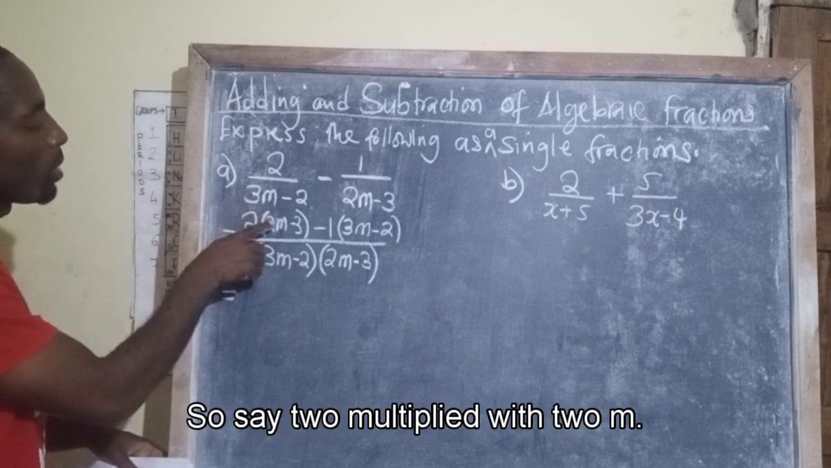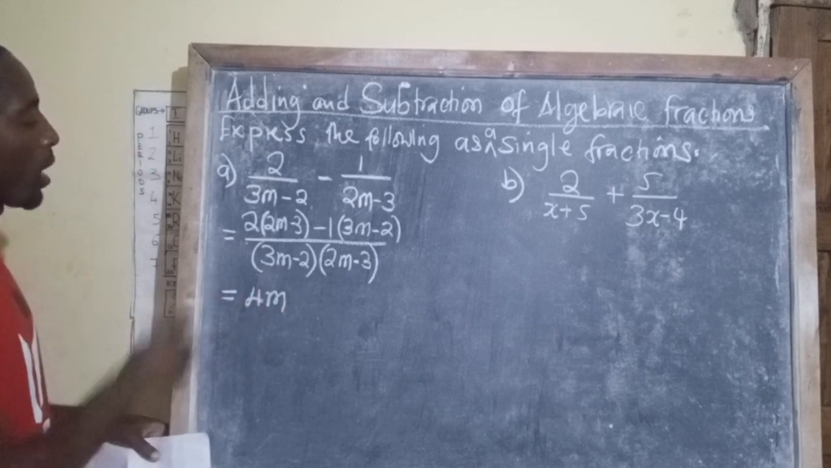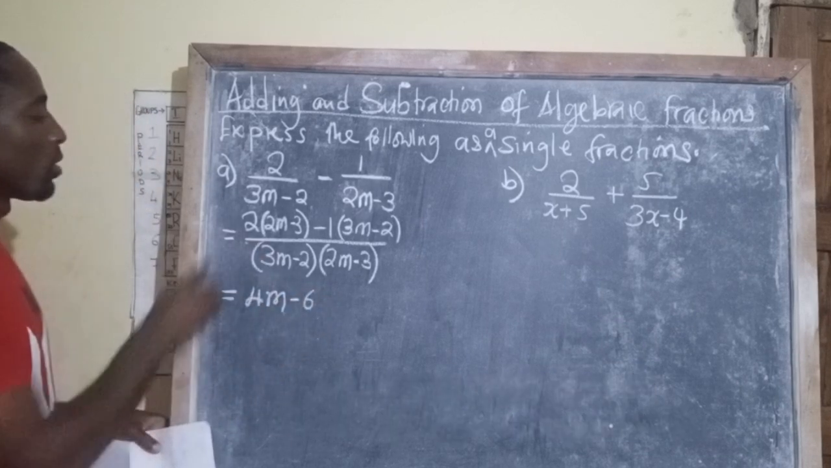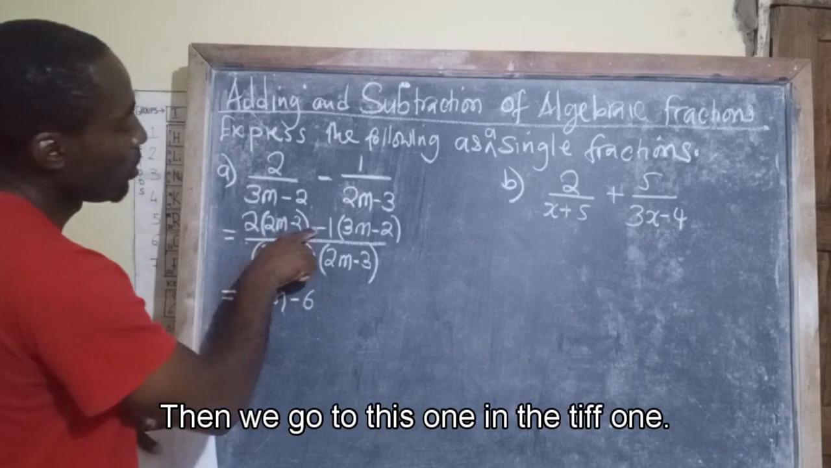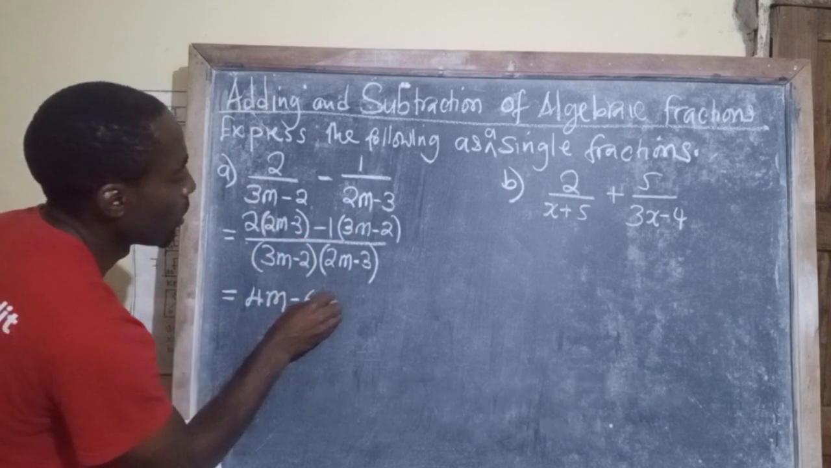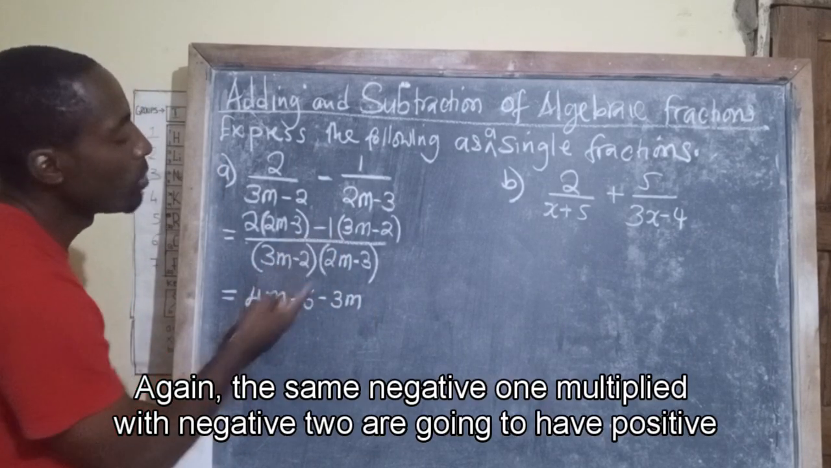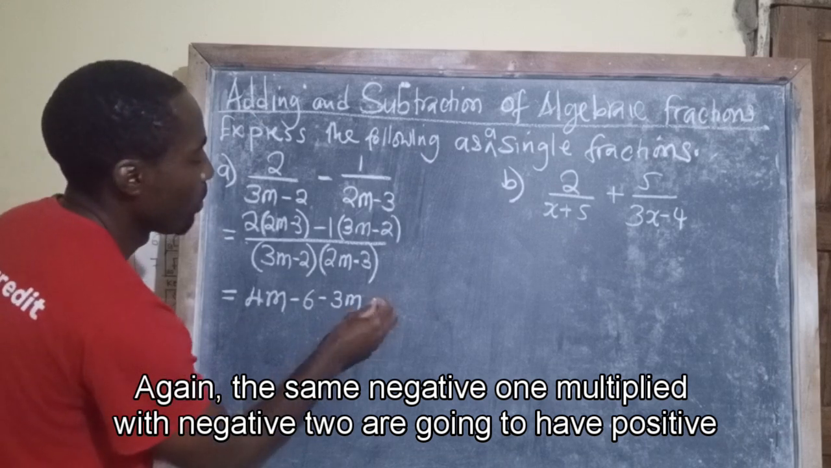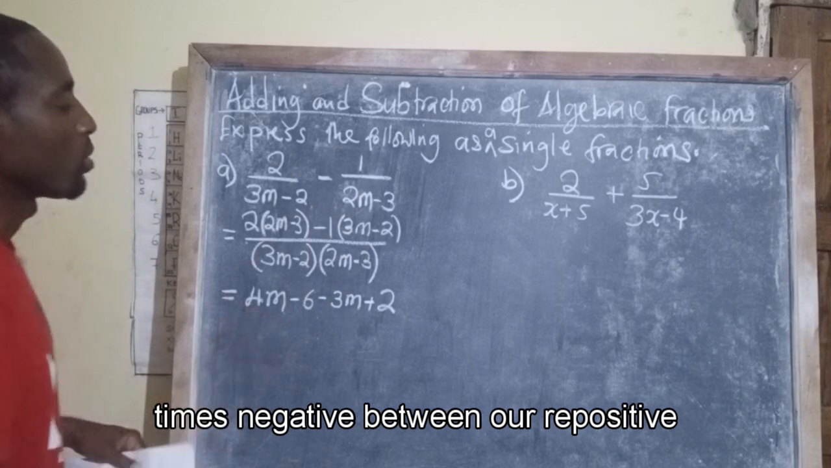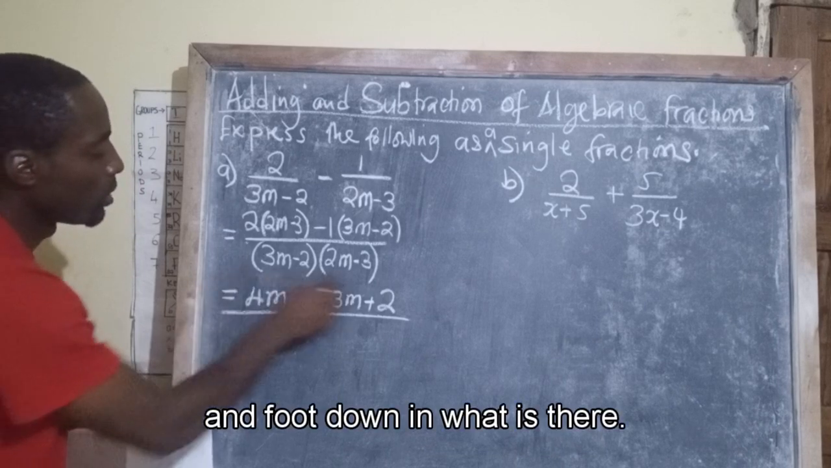So we'll say 2 multiplied with 2m will give us 4m. Okay, again the same, 2 multiplied with minus 3, we're going to have minus 6. So here we are done. Then we go to this one, minus 1. So minus 1 multiplied with 3m will give us minus 3m. Okay, again the same, minus 1 multiplied with minus 2, we are going to have plus 2, because negative times negative, we're going to have a positive. Okay, then we draw the same line and put down what is there.